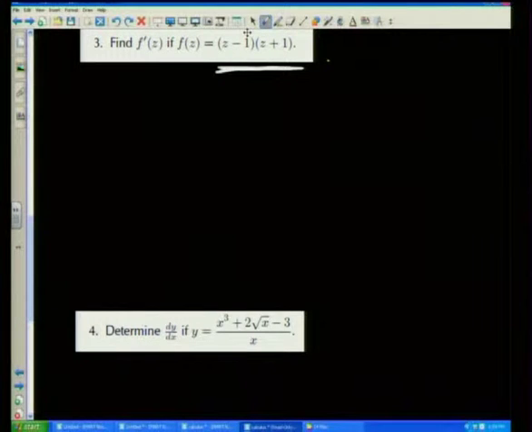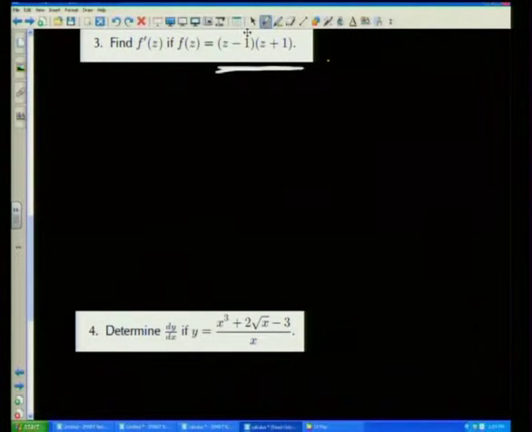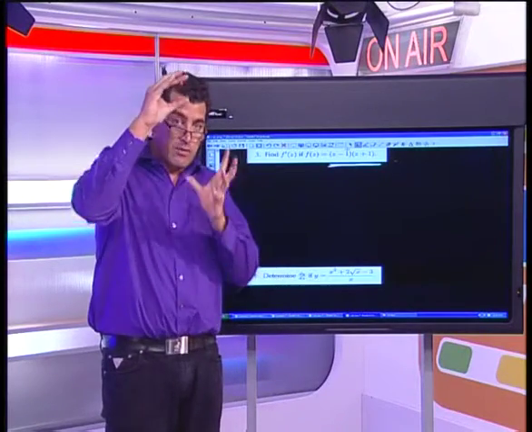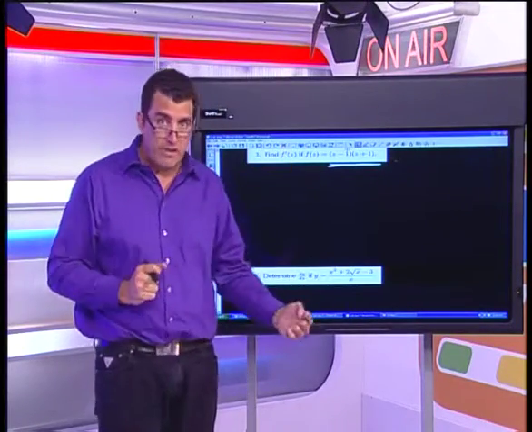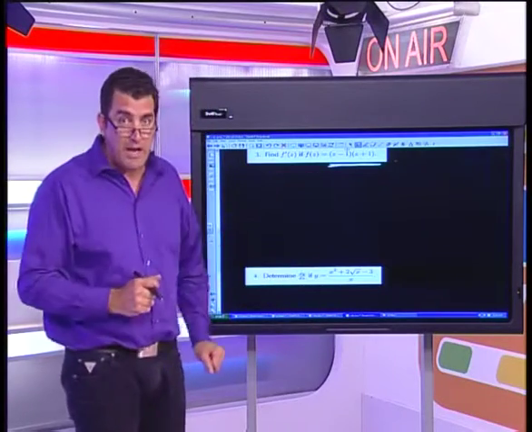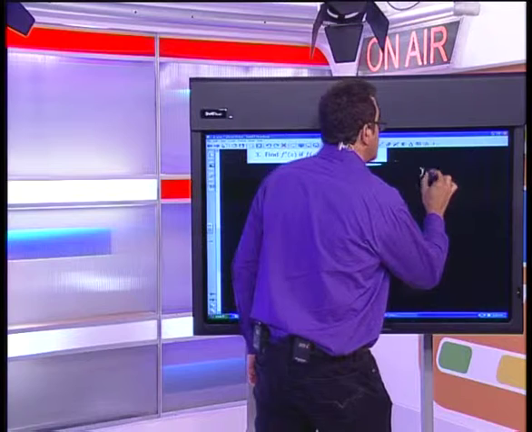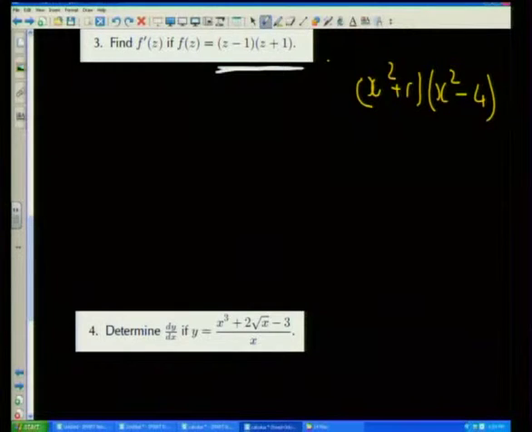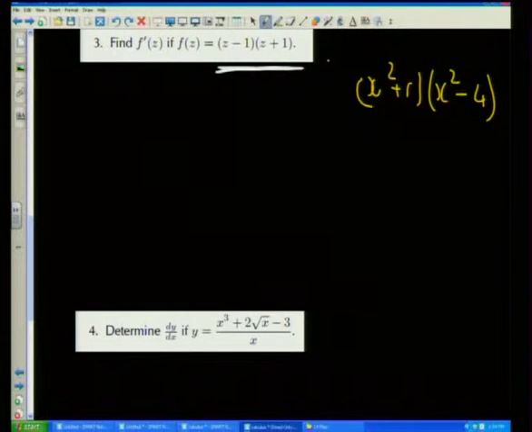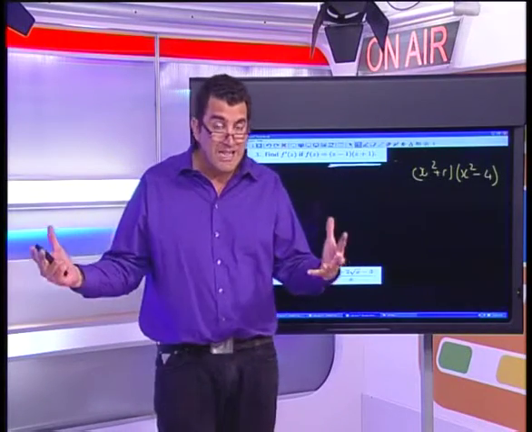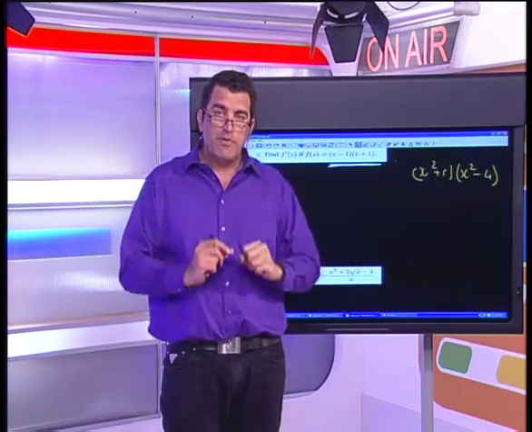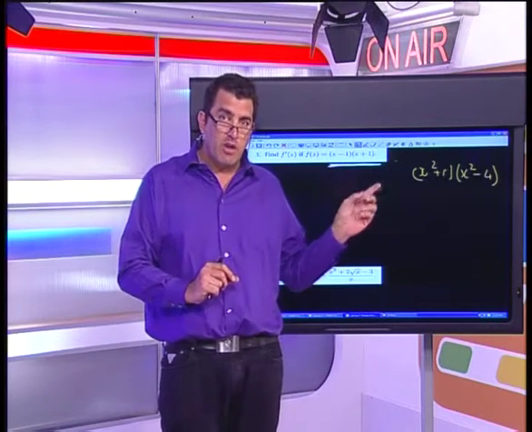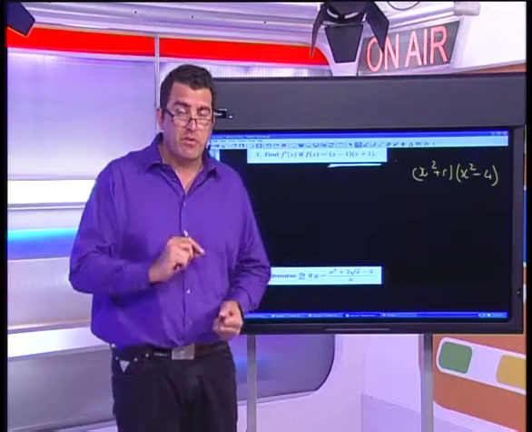Please, please, please, folks. Like the previous one where I said the derivative of something over something else is not the derivative of the top divided by the derivative of the bottom. The same here. If I say to you x squared plus 1 and you have x squared minus 4, then you cannot say that the derivative is the derivative of this bracket multiplied by the derivative of the second bracket. It is incorrect. You first need to multiply before you differentiate. Like in the previous one, you first needed to divide before you differentiate.